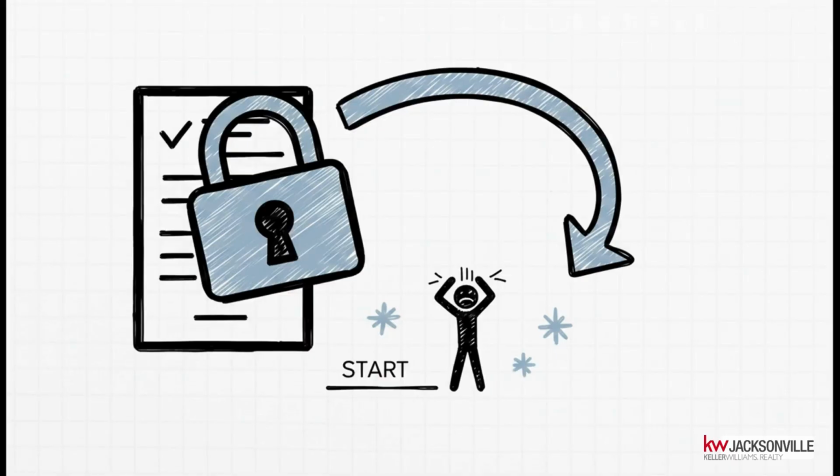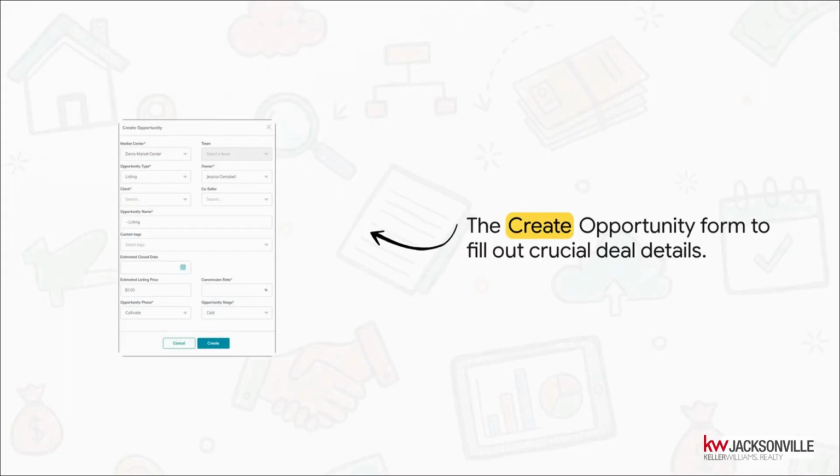Now, let me pause right here for a massive mentor pro tip. You really want to avoid this common pitfall. When you open that form, you have to be incredibly careful when selecting your market center and your opportunity type. Like, is it a listing, a buyer, tenant, or landlord? Why does it matter? Well, because these specific fields literally cannot be changed once the opportunity is created. No way around it. If you mess up here, you actually have to start the whole process over. So double check that.